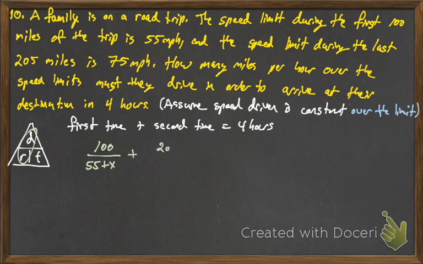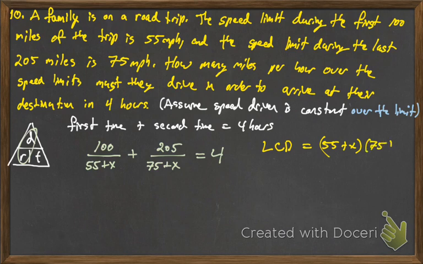The second part, they traveled 205 miles, and 75 is the speed limit, and we're going to assume that they speed the same amount over the limit, so plus x, and that's equal to 4 hours, okay? So here's where the quadratic comes into play, because we're going to clear the fraction, and we're going to have 55 plus x times 75 plus x, and that's going to give us our quadratic. So our least common denominator is going to be 55 plus x, and then 75 plus x, okay?